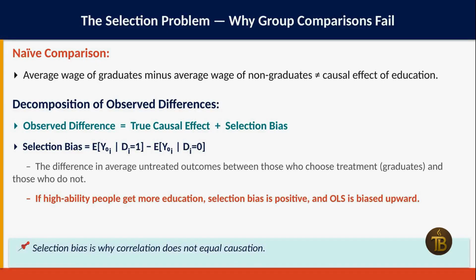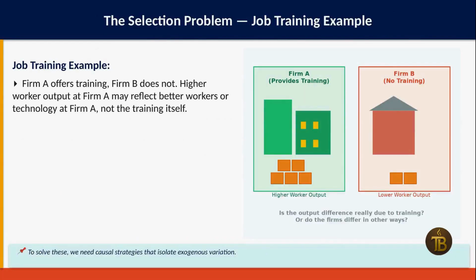High-ability people are the ones who tend to get more education. That selection bias is positive, and OLS ends up biased upward. This is exactly why correlation does not equal causation. To solve this, we need causal strategies that isolate variation that's truly exogenous, unrelated to these confounders.